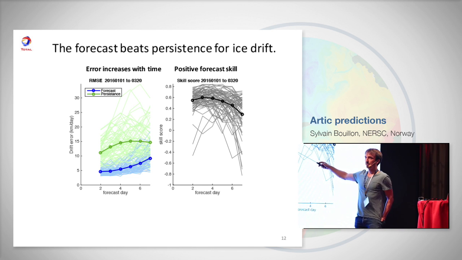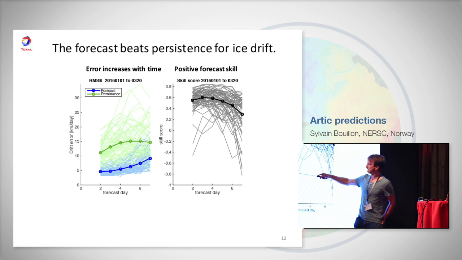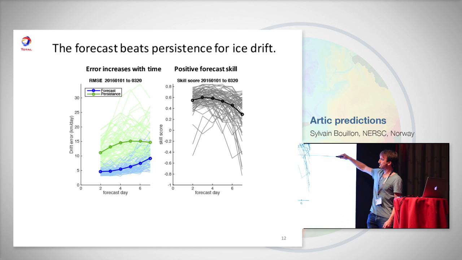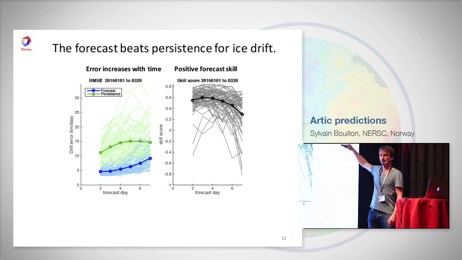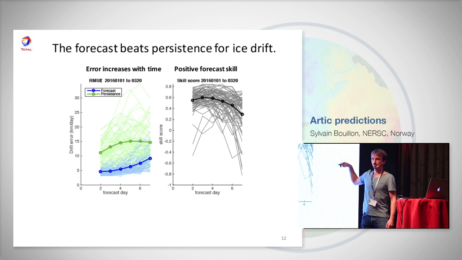From the comparison between the forecasters and the persistence, you can compute a skill score. You just take the difference between the RMSE of the persistence and the RMSE of the forecast, and you divide by the RMSE of the persistence. So it's a normalized score. If it's positive, it means that the forecast is bringing valuable information. If it's negative, it means that it's bad. And the closer to 1, the better you are.